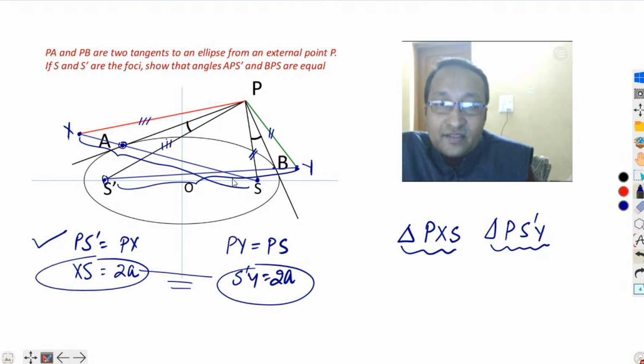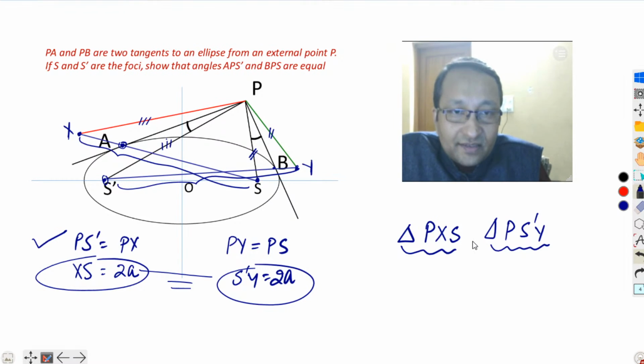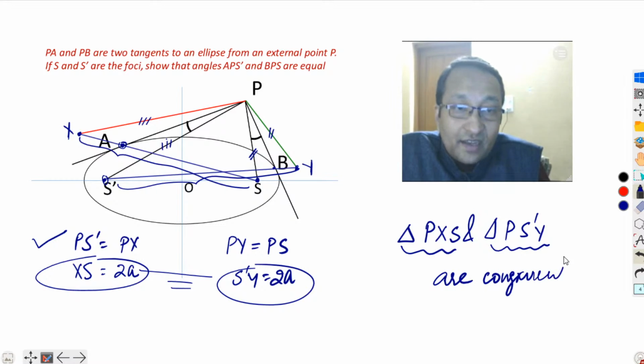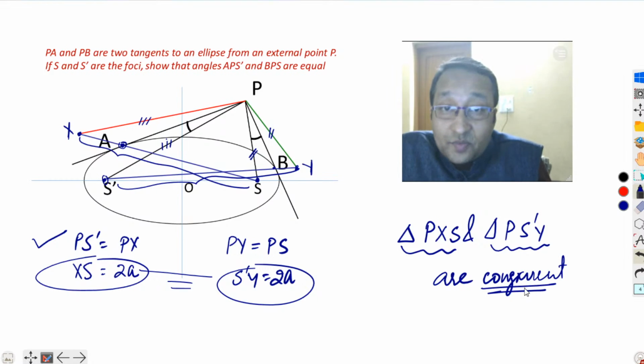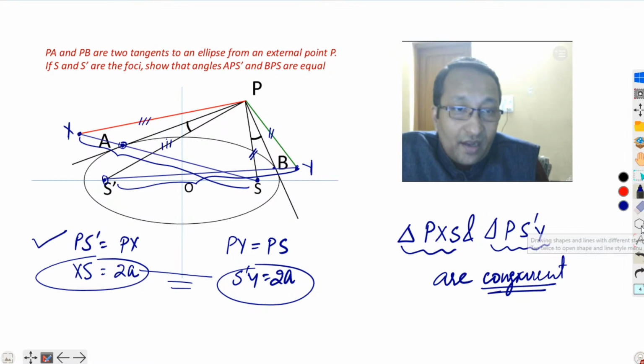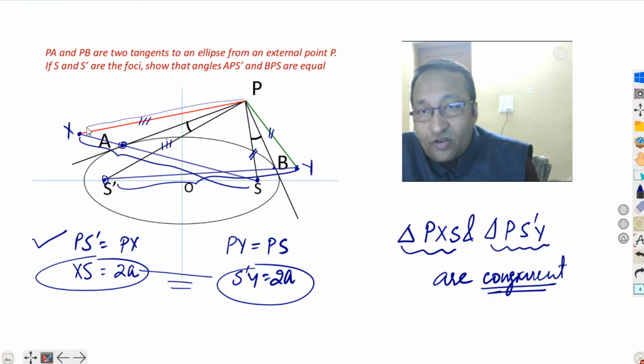So that means triangle PXS and these are congruent by the SSS rule. All three sides are equal. Despite being congruent, they also do one more thing. If you have a look at this, I'll just draw it for you.